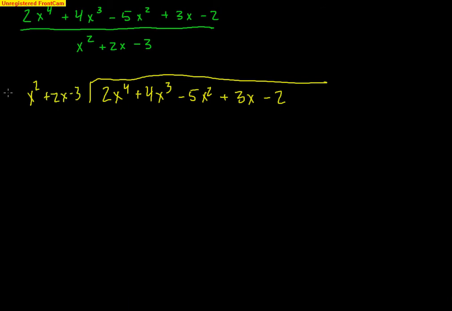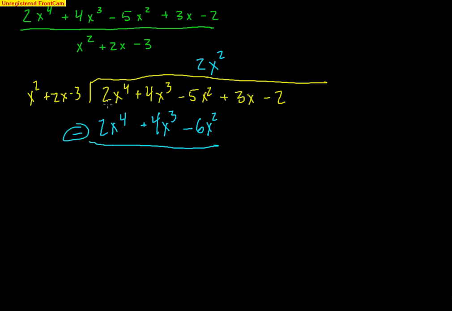Okay, how do I turn x squared into an x to the 4th? I need to multiply by 2x squared. Once again, notice that went into the x squared column. That way, x squared times 2x squared is 2x to the 4th. 2x times 2x squared is 4x cubed. Negative 3 times 2x squared is negative 6x squared. Everybody's got to be covered, and as long as you distribute and multiply, that will happen. 2 minus 2 is 0. 4 minus 4 is also 0. But be careful once again here. Negative 5 minus negative 6 actually could turn into a positive 6. So negative 5 plus 6 is 1x squared.